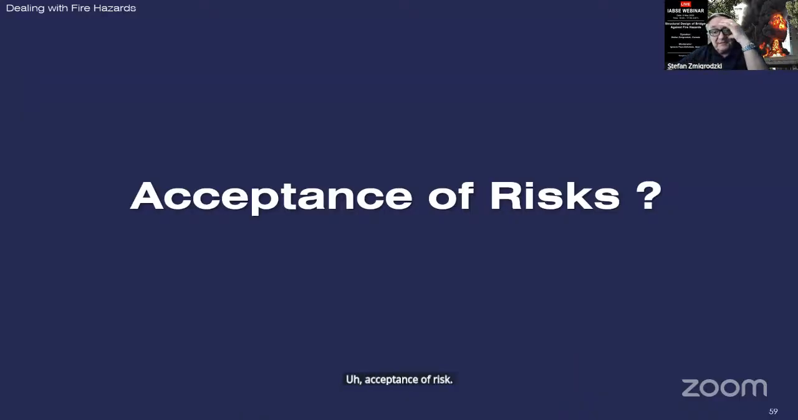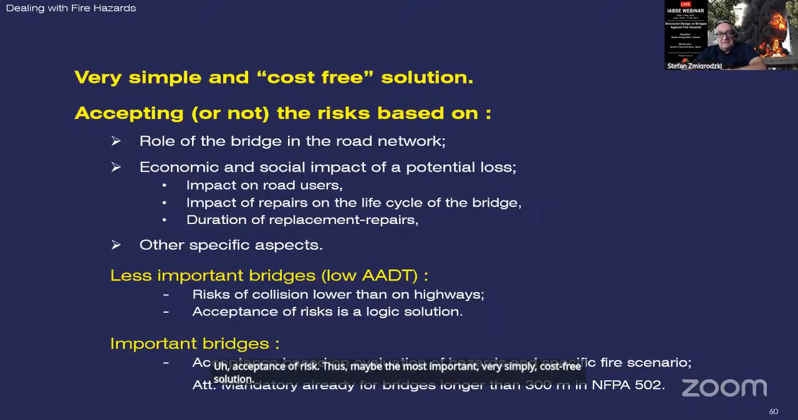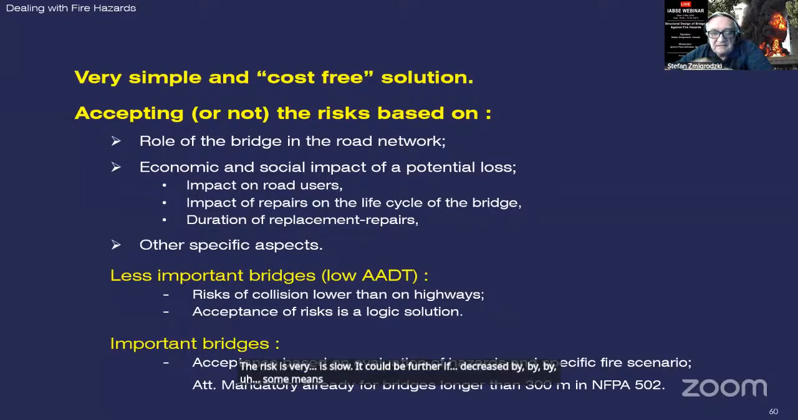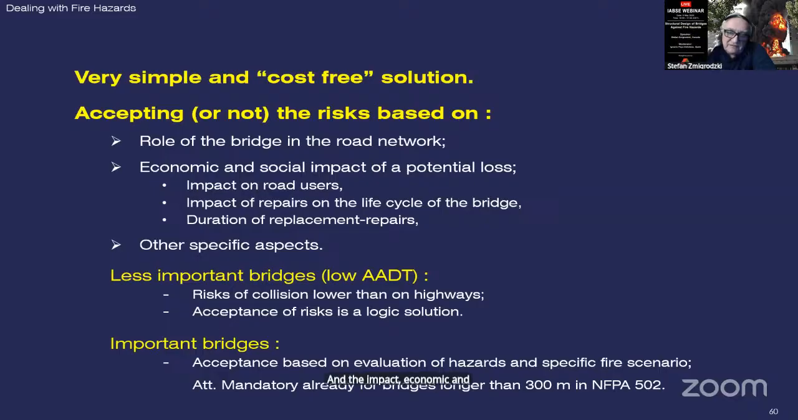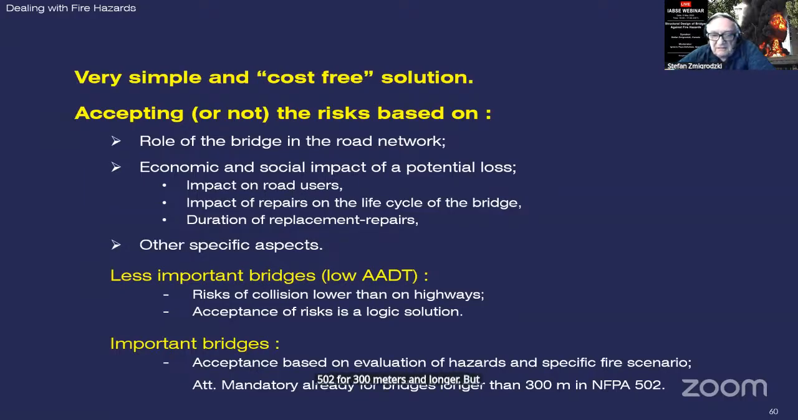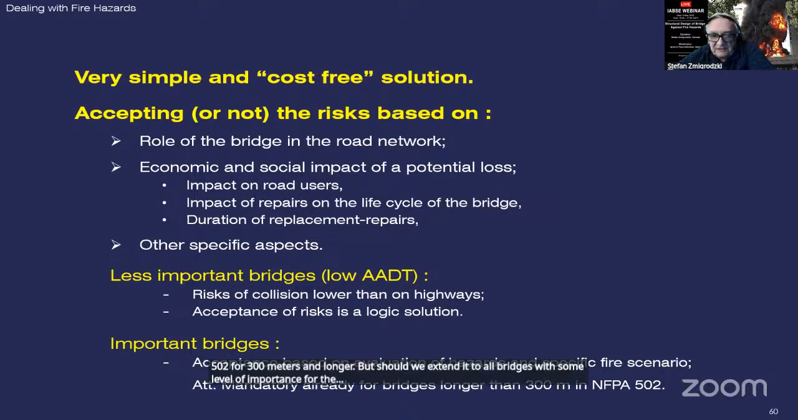Acceptance of risk. That's maybe the most important, very simple and cost-free solution. The risk is low. It could be further decreased by some means. So accepting should be based on the role of the bridge in the network and the impact, economic and social. Both of them should be considered, and we should make a difference between less important bridges and important bridges. Those important bridges are already covered by NFPA 502 for 300 meters and longer, but it should be extended to all bridges with some level of importance for the traffic and for the network.